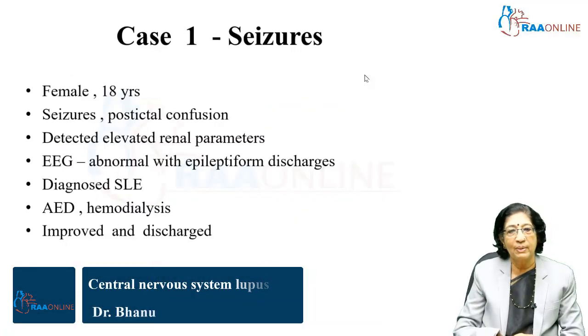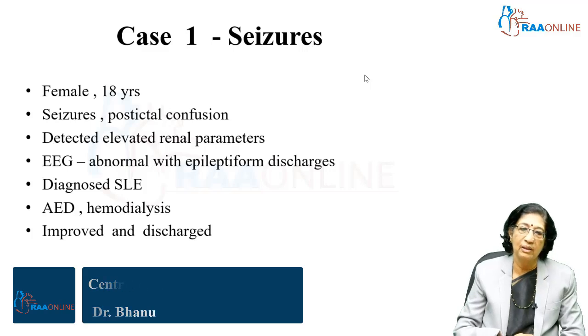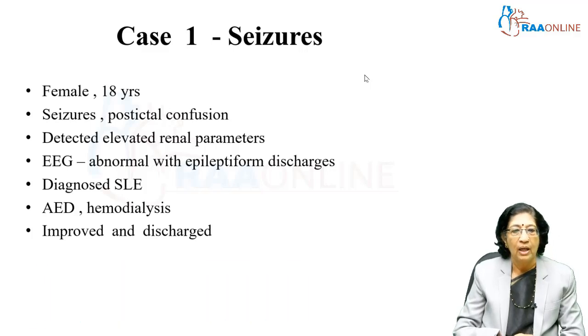So let us see some case presentations. As mentioned, the first patient I saw was an 18-year-old female with seizures. Post-ictal confusion was there, with elevated renal parameters. She had to undergo dialysis to get better.